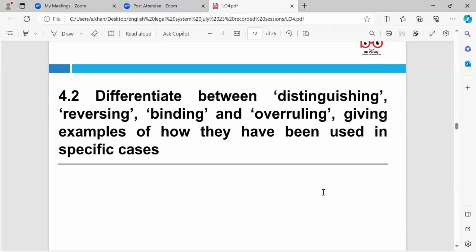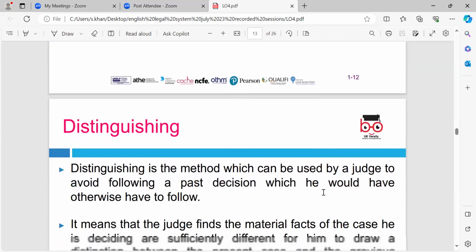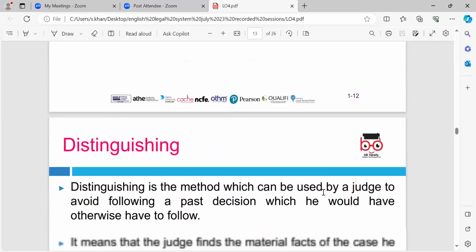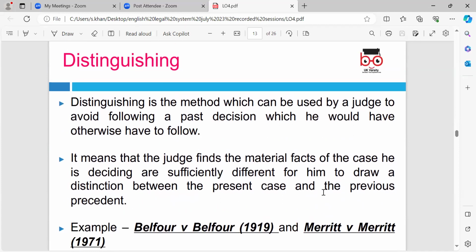4.2, now we're going to look at differentiating between distinguishing, reversing, binding, and overruling, giving examples of how they're being used in specific cases. So the first one we're going to look at is distinguishing. Distinguishing is a method which can be used by a judge to avoid following a past decision, which he would otherwise have to follow. It means that the judge finds the material facts of the case he's deciding are sufficiently different for him to draw a distinction between the present case and the previous precedent.